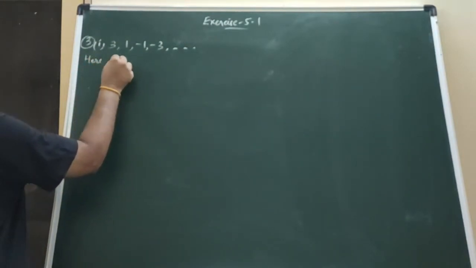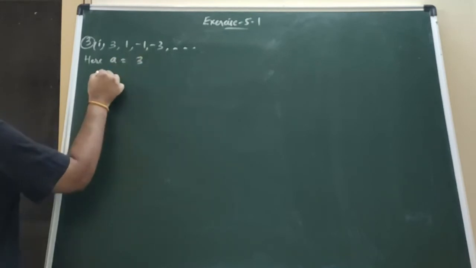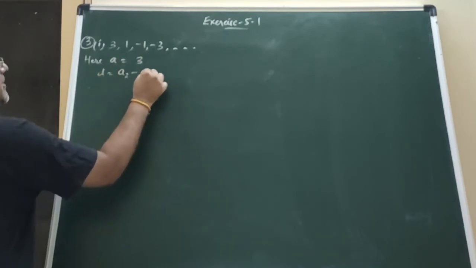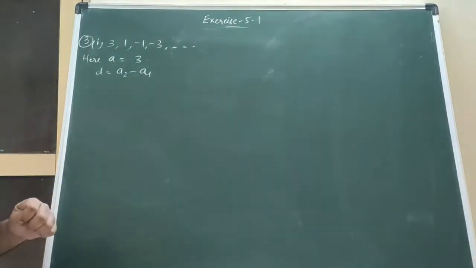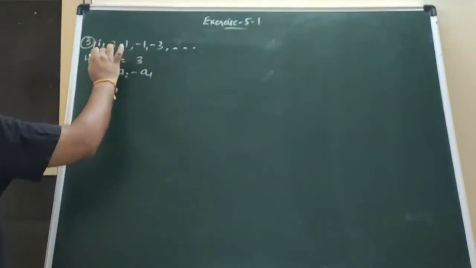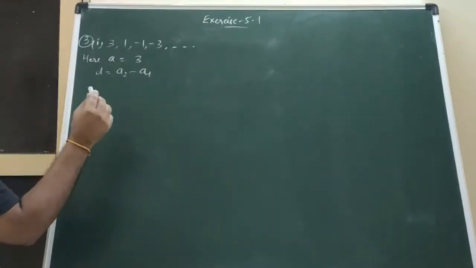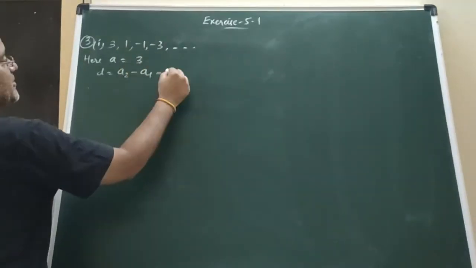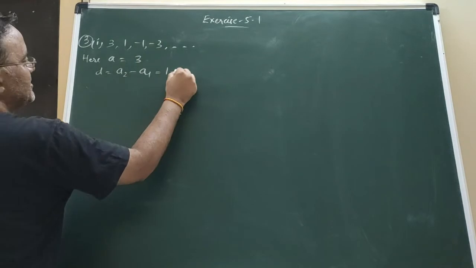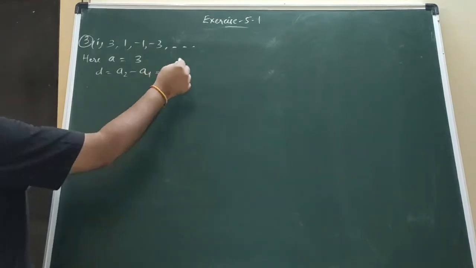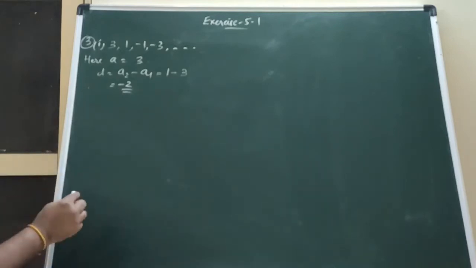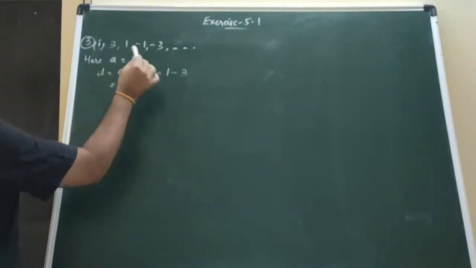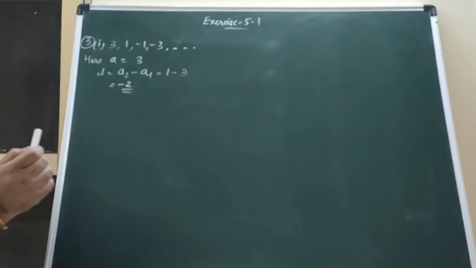So the first term is very easy. Here A is equal to 3. And D is equal to A2 minus A1, right? Never do A1 minus A2, that will be wrong. Second term minus first term, or third term minus second term. So the second term is 1 and the first term is 3, so we'll get -2. Many people in a hurry write 3 - 1 = 2. So don't do that.